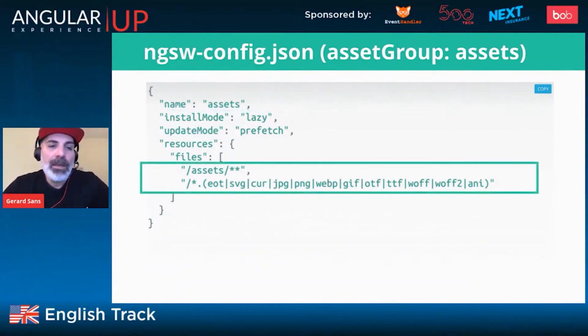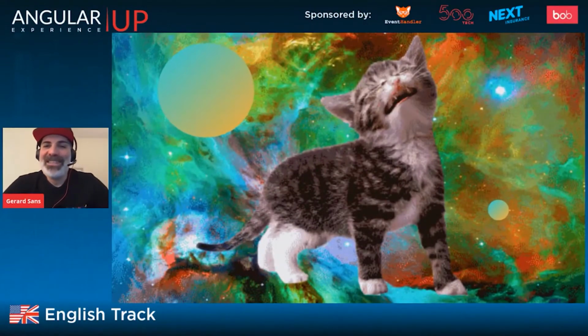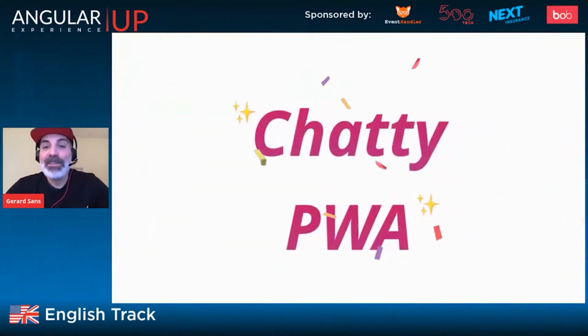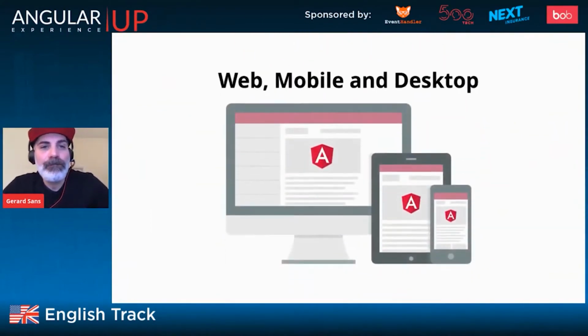This will be using any asset on the assets folder, and then any of the images or assets included in these extensions. All right, so we are done with this section, and we can see another cat. Awesome. So now we have our chatty PWA. Let's see what we got at this point.